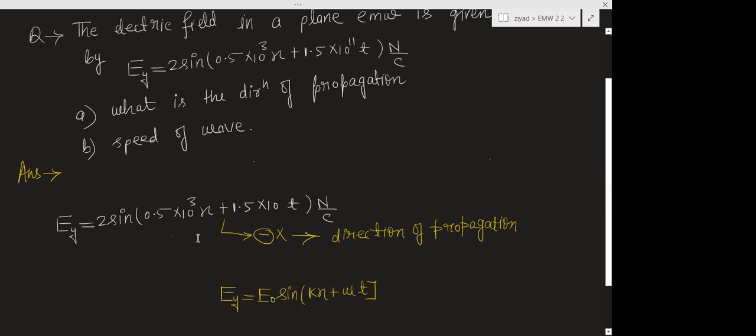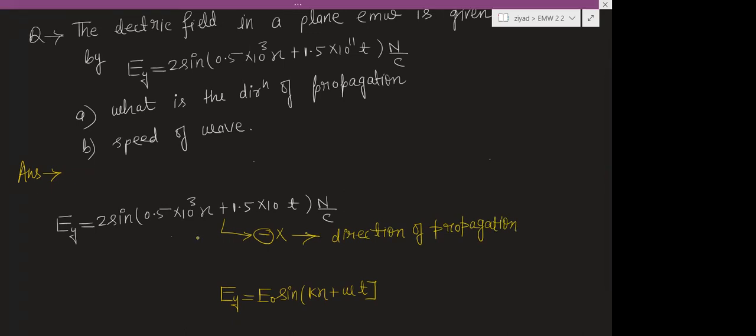Now, can you tell me the value of k? I have told you with x there will be k. So this is x, so this will be k. And with t there will be omega. They are asking the speed of the wave.